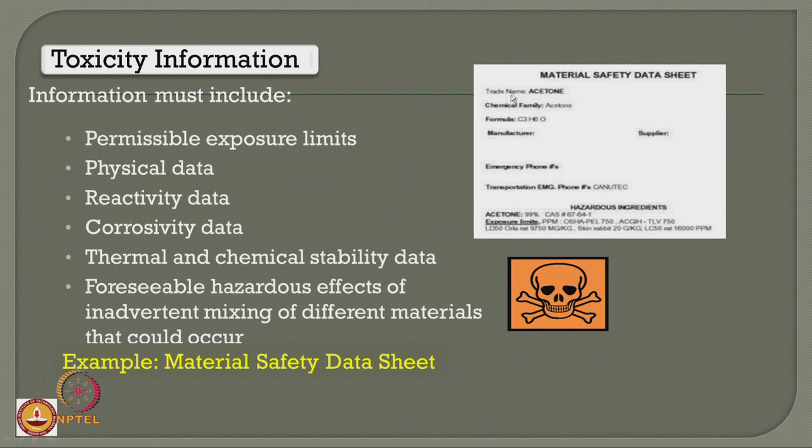A typical material safety data sheet will look like this, which contains most of the information related to toxicity. For example, the trade name can be acetone, it can be in powder form, the chemical formulation is given, the temperature to be maintained can be given, and hazardous ingredients are given in terms of percentage, so that based on this one can find out the exposure limits of this chemical. Then one can take care of preventive measures well in advance. So, in many cases the material safety data sheet itself will give information on toxicity.